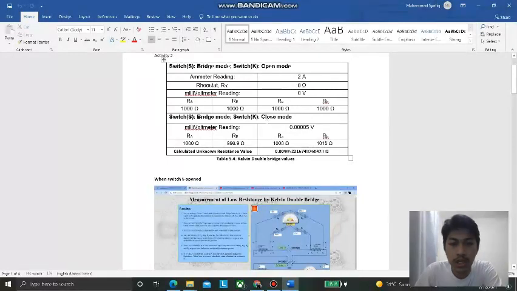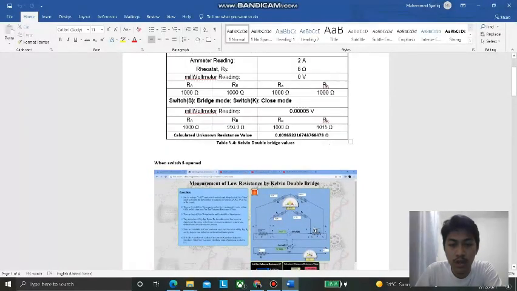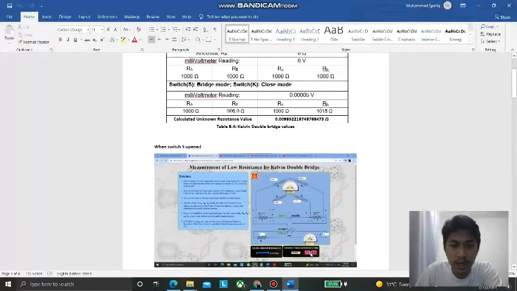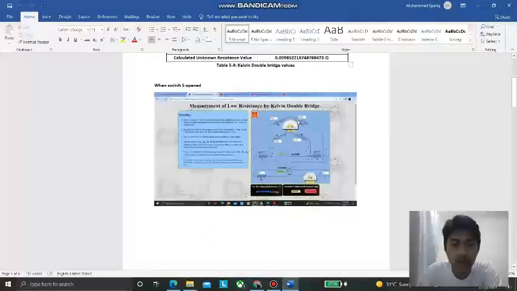So when the switch K is in the closed mode, our millivolt meter reading will be 0.0005 volts. So what will happen here is we are going to change our RB value from 1000 to 996.9 and 1015. So after that, we click the calculate value here, and we found our calculated unknown resistance value is 0.00985.